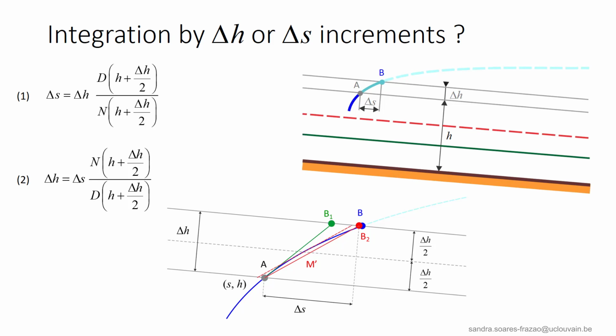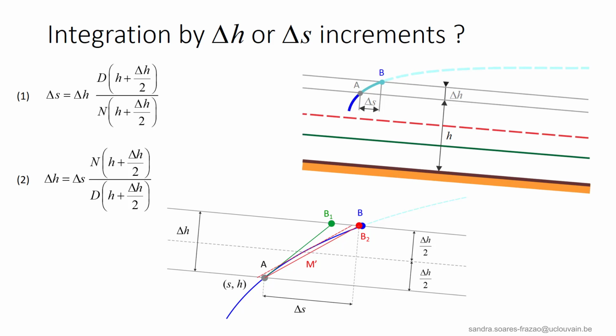So finally, how to select the appropriate procedure? The integration by delta H increments in equation 1 is always stable and will often be the preferred choice. The only inaccuracy that could occur is at the last step when approaching the normal depth, where the computation yields a finite value that does not exactly correspond to the expected asymptotic behavior close to the normal depth.